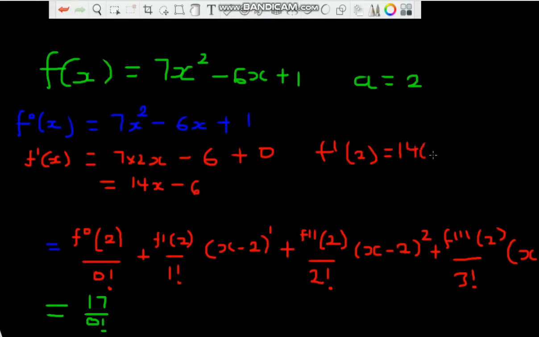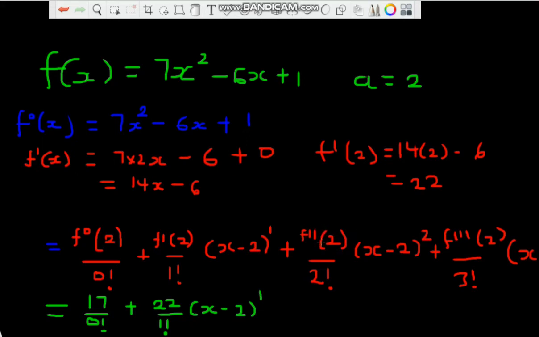So now, the first derivative of the function at 2 will be equal to 14 multiplied by 2 minus 6. Okay, and then this will give me 22. So now we have our 22 here, so we can put it in the series. Plus 22 over 1 factorial, multiplied by x minus 2 to the power 1.